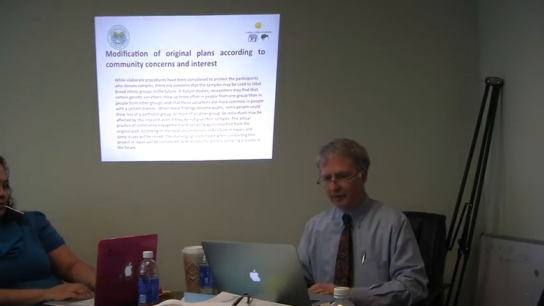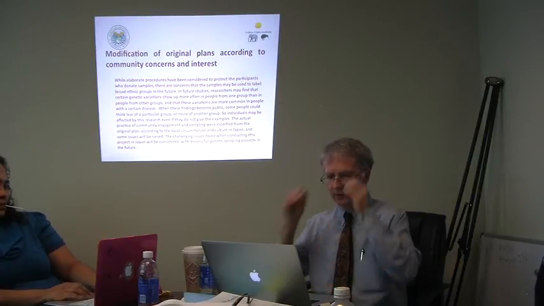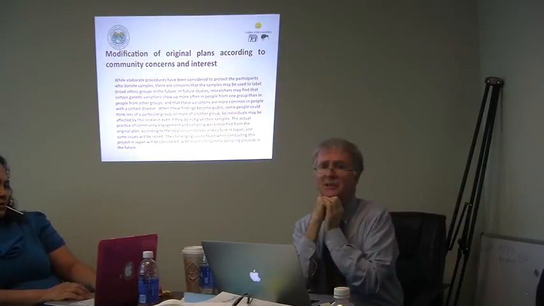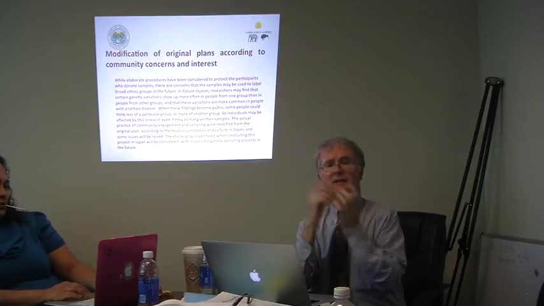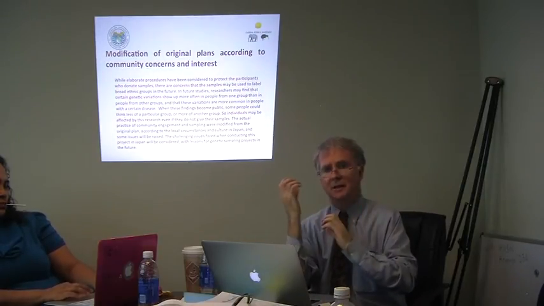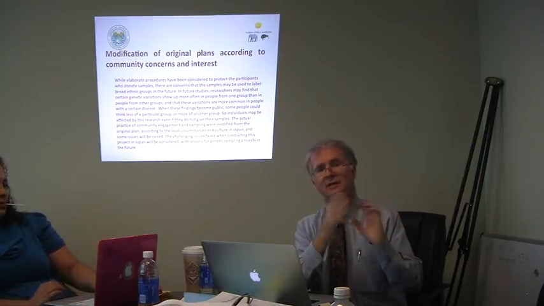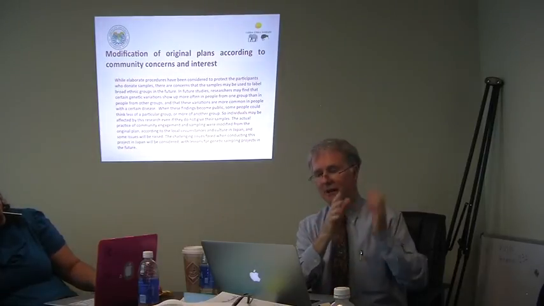We had to modify original plans according to community concerns and interests. So, for example, labeling. We didn't want to label in the end an East Asian sample. The Japanese and Chinese samples were labeled separately. Japanese living near Tokyo and the Han Chinese were actually taken mainly around Beijing.